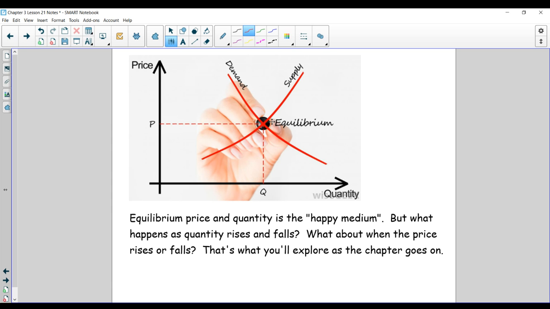This middle point right here is called an equilibrium. So where the two things meet, if you ever see the word equilibrium, that's what it's talking about. The happy medium, it could also be called. So we're going to explore what's happening to each one of these as price and quantity go up and down.